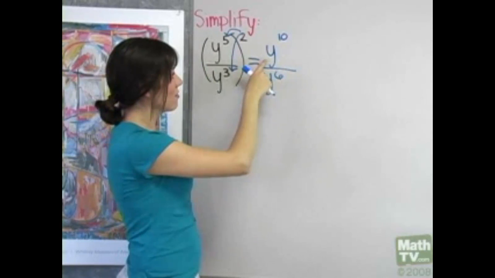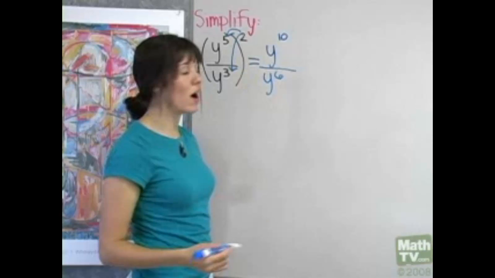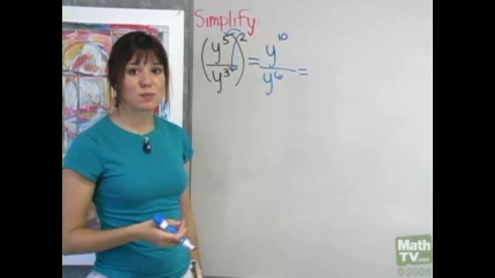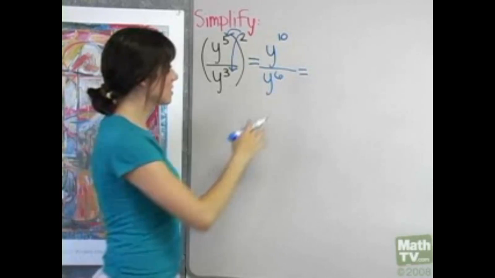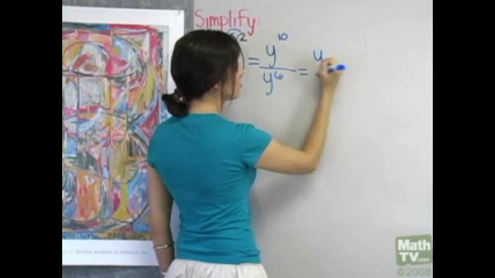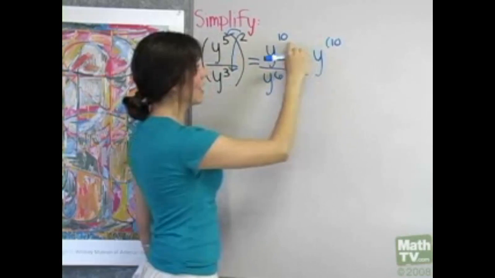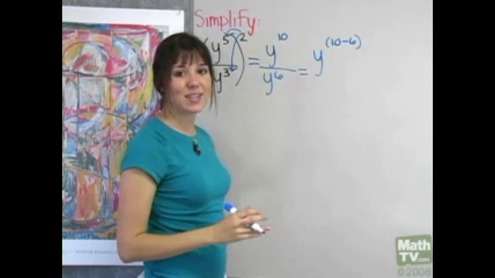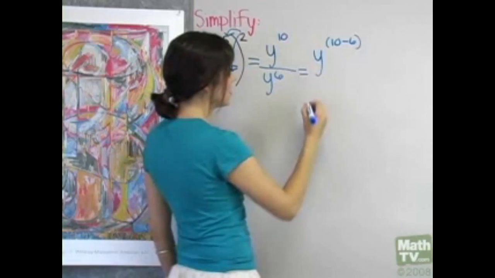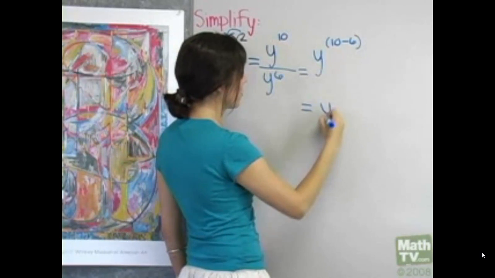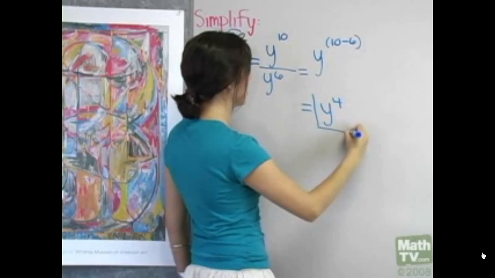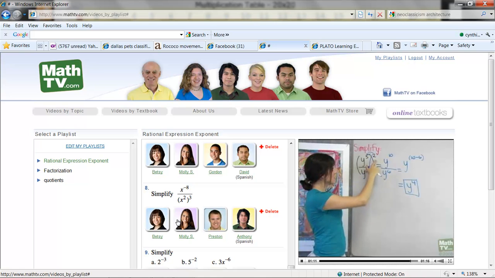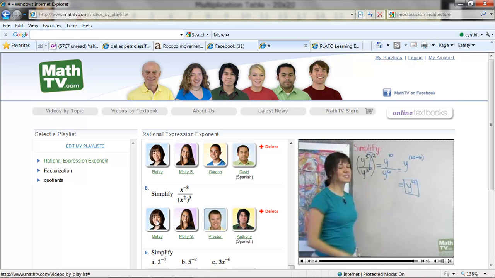So notice how we have the same base. Our base is y. So when we're dividing the same base with exponents, we want to subtract the exponents. So this is equal to y to the 10 minus 6. And 10 minus 6 is 4. So this is equal to y to the 4th. So y to the 5th divided by y cubed, all squared, is equal to y to the 4th.